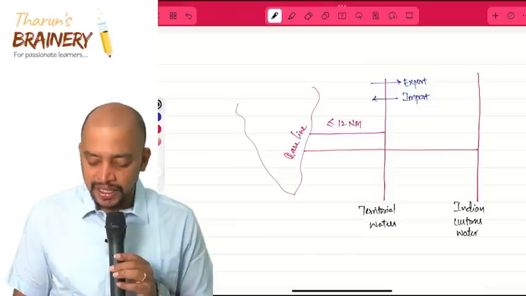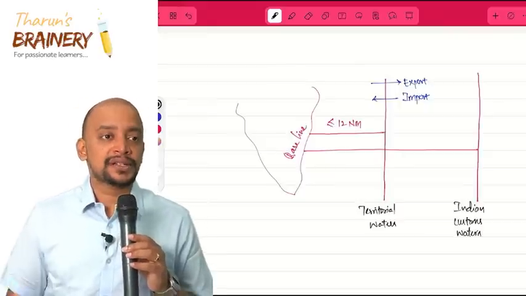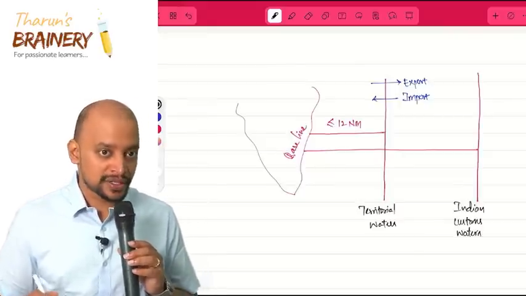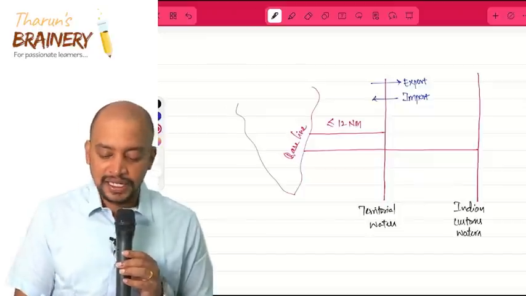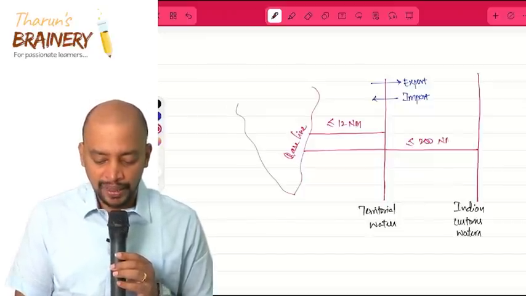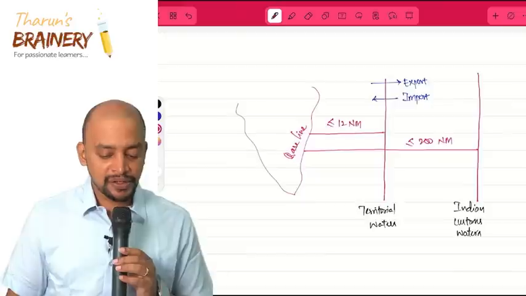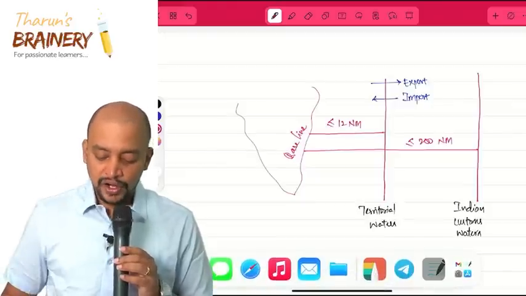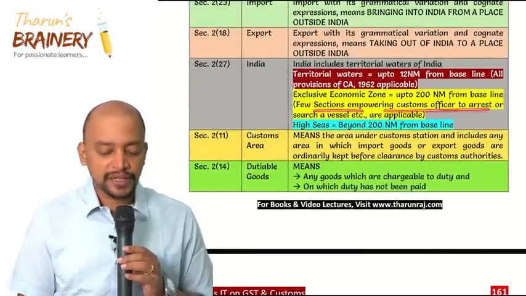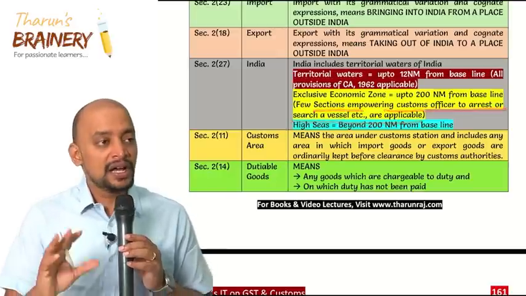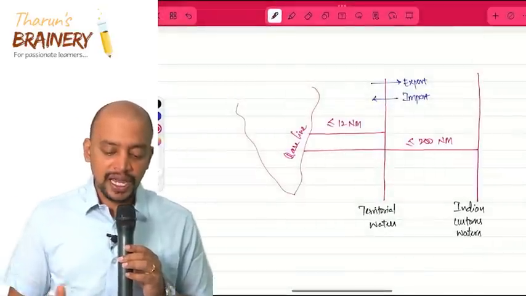So the department, that is Customs Department, can board any vessel and can check the goods, can arrest any person if that person is dealing with smuggled goods. So that power of the Customs Department is extended in this place. Okay, so what is this locality? Up to 200 nautical miles. So therefore beyond 12 nautical miles and up to 200 nautical miles, the Customs Department will have the powers. So a few sections of Customs Act will be applicable, not all sections. You can see here a few sections empowering customs officer to arrest or search a vessel are applicable in this area. That is about exclusive economic zone. Then what about the area beyond this?